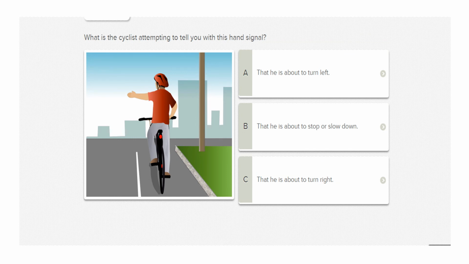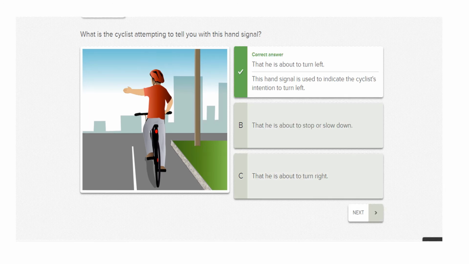What is the cyclist attempting to tell you with this hand signal? Option A, that he is about to turn left. Option B, that he is about to stop or slow down. Option C, that he is about to turn right. And the correct answer is option A, that he is about to turn left. This hand signal is used to indicate the cyclist's intention to turn left.